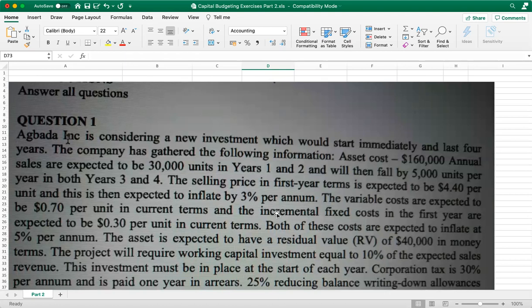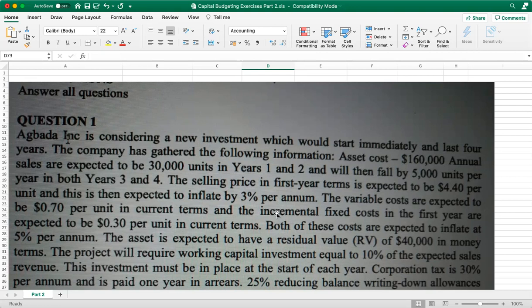Now, this is our question. Agbada Incorporated is considering a new investment which would start immediately and last 4 years. The company has gathered the following information. Asset cost $160,000. Annual sales are expected to be 30,000 units in year one and two, and will then fall by 5,000 units per year in both years three and four. The selling price in first year terms is expected to be 4.40 per unit, and this is then expected to inflate by 3% per annum.